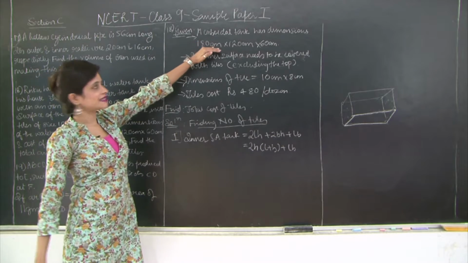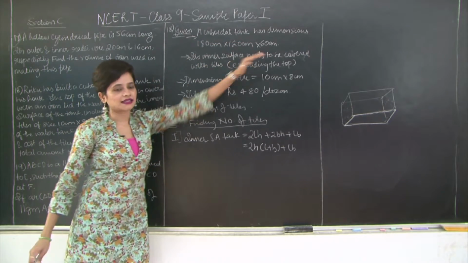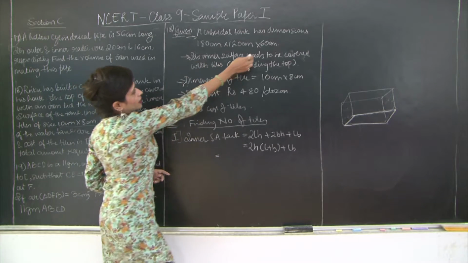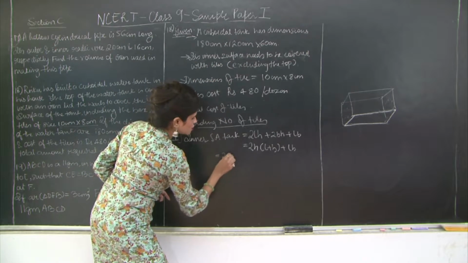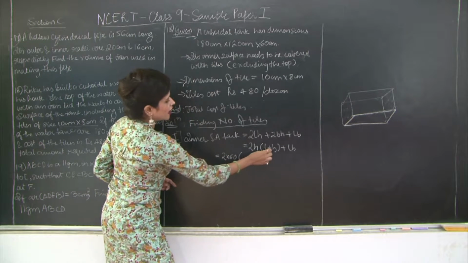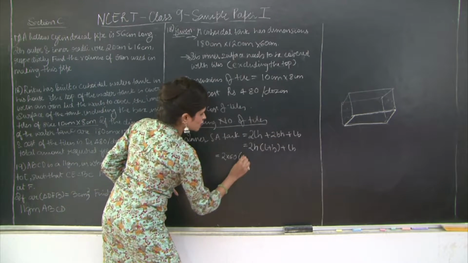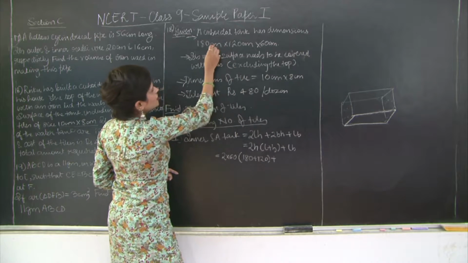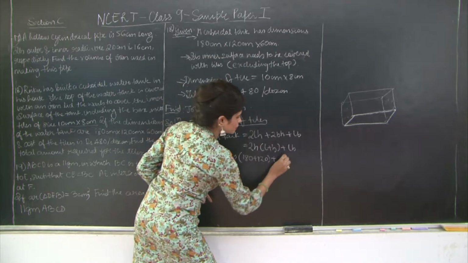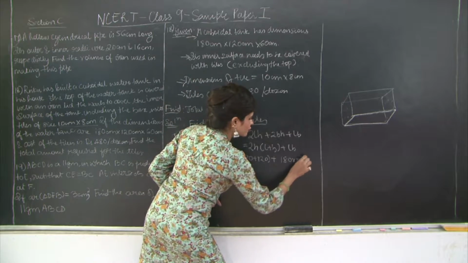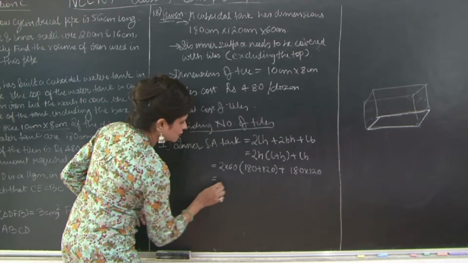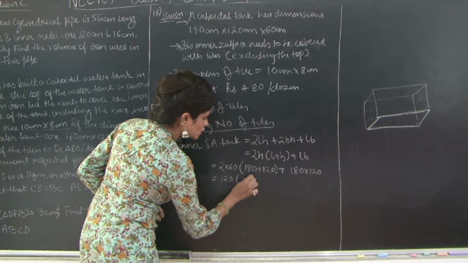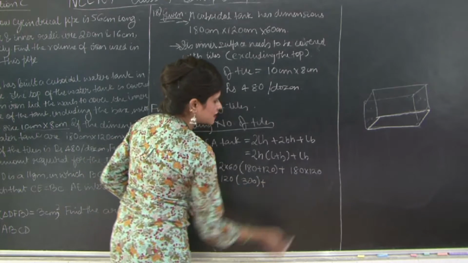So obviously these dimensions are given as length, breadth, height. So you can just write this as 2h, where h is 60. So 2 into 60, then L plus B, so 180 plus 120, plus LB, so 180 into 120. Right. So 2 sixes are 12, so 120 into (180 plus 120 is 300) plus 180 into 120.